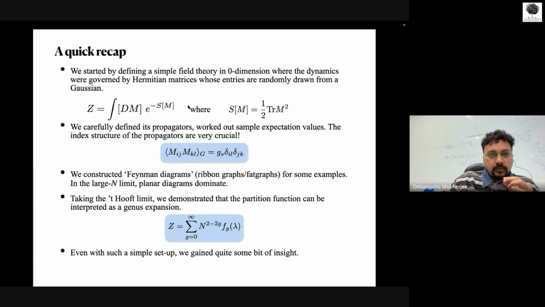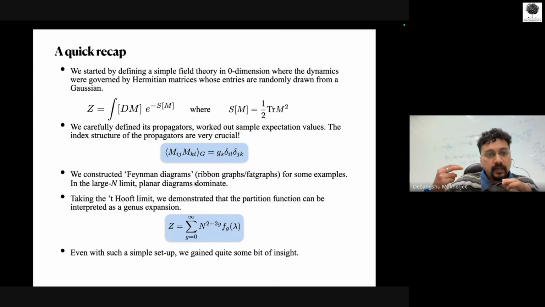What we did after that was we carefully defined the propagators of this theory and worked out some sample expectation values. What was extremely crucial, and which I wanted to highlight repeatedly last time and would like to highlight again, is the fact that for such a matrix model, the index structure of the propagator is extremely important. So here you can see when I have M_ij M_kl, I have a 2-point propagator. The first talks to the fourth, so I talks to L, and J talks to K, that is, the second talks to the third.